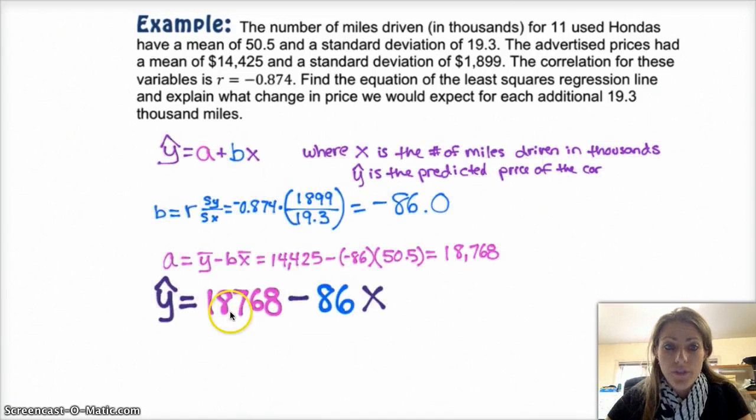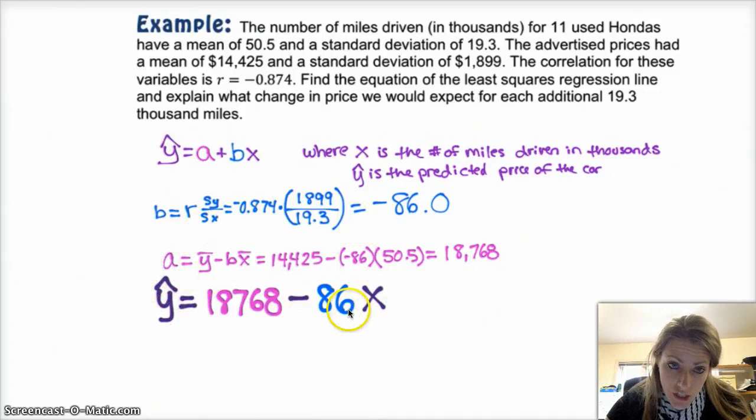Okay, so this is the answer to the first part. Your least squares regression line y hat equals a plus bx. And then I define my variables. B is r times s of y over s of x, which is negative 0.874 times 1900 over 19.3, which equals negative 86. And then you use the same formula for a, you get 18,768, so this is your line of best fit.